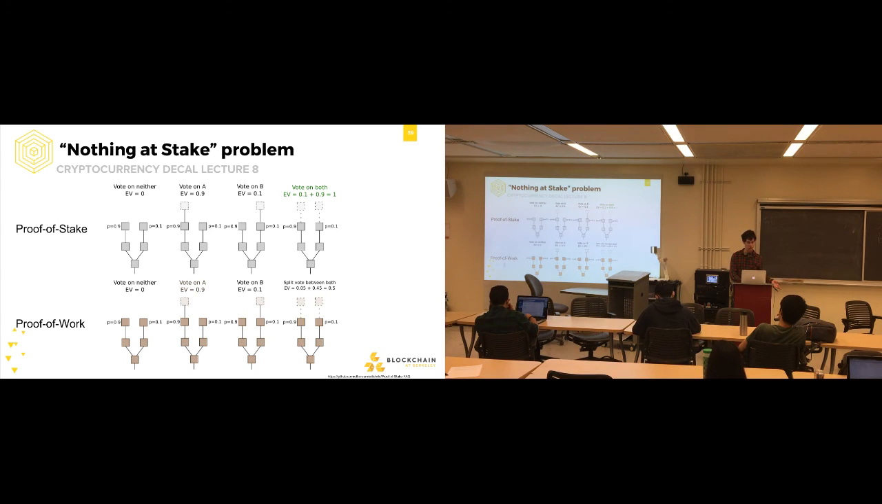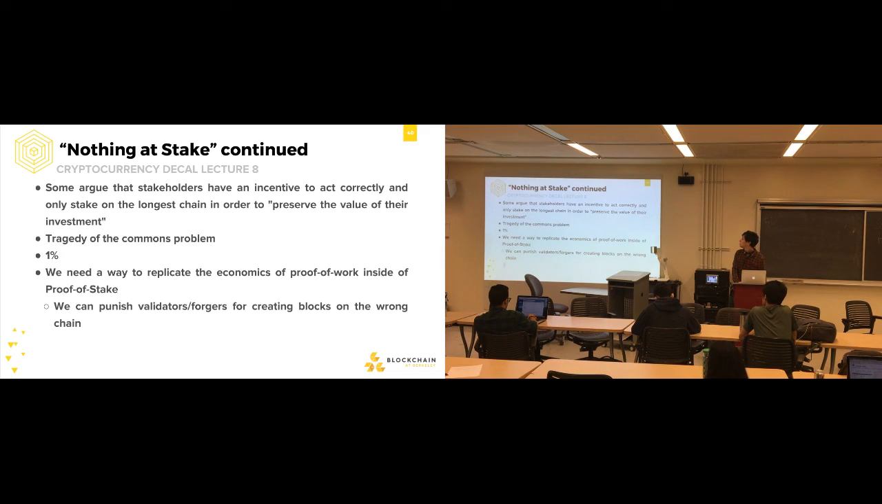And I touched upon an interesting property, that because there's no resource being used, you can basically vote on both at the same time. So some argue that stakeholders have an incentive to act correctly and only stake on the longest chain in order to preserve the value of their investment. But this suffers from the tragedy of the commons problem. And if you're trying to imagine what tragedy of the commons means, I think the best example is basically global warming. And I promise I'm almost done, guys.